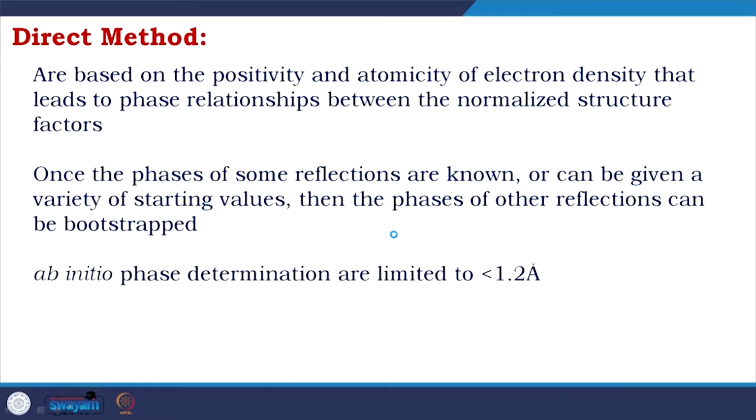But this ab initio phase determination is limited to less than 1.2 angstrom resolution. So, lower the number means you now know that higher the resolution. So, if we go below 1.2, it means we go for very high resolution.